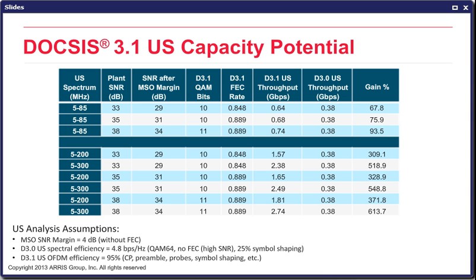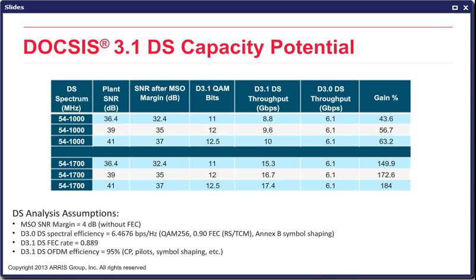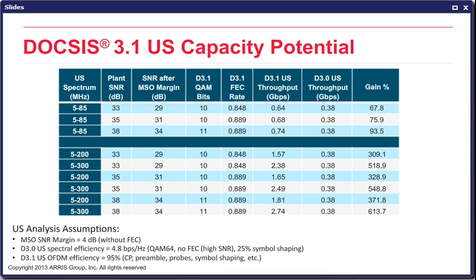DOCSIS 3.1 U.S. capacity potential? The previous one, the downstream. Although I don't view it on my slide, I can talk to it. Basically, I'm showing a table to show the downstream capacity potential. This table contains analysis for the downstream spectrum that's supported by DOCSIS 3.0 and the downstream spectrum supported by DOCSIS 3.1. The table shows many numbers, but the key number that we need to look at in this table is that DOCSIS 3.1 downstream throughput can be well above 17 gigabit per second, which is 184% improvement over what DOCSIS 3.0 can offer.